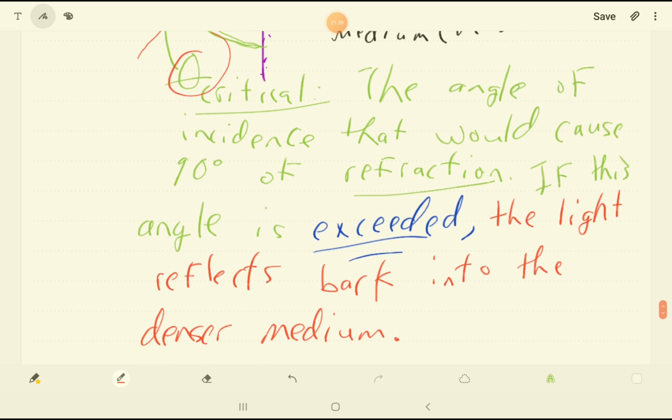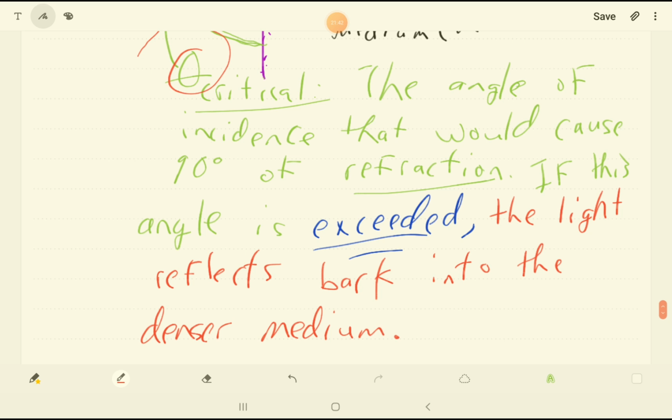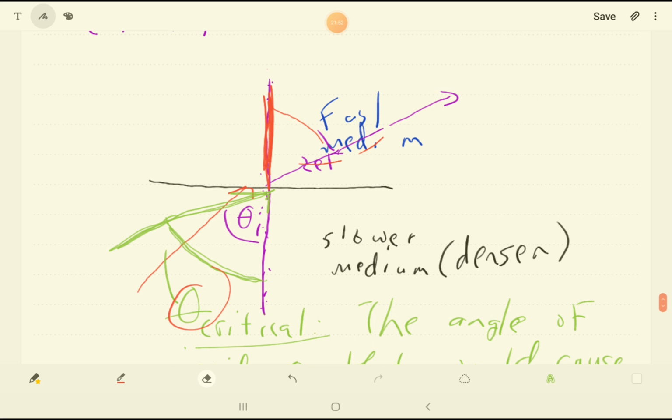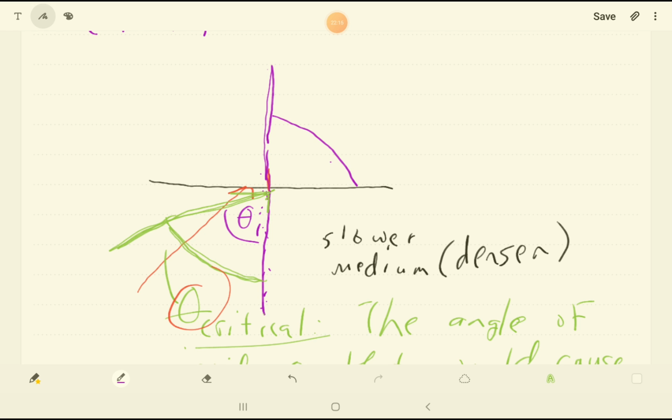If this angle is exceeded, then the light is actually going to reflect back into the denser medium, and you would have total internal reflection. Now, one thing I'm going to correct is that I realized that I kind of drew the refraction angle going upwards. But the refraction angle, remember, is actually read like this. And I'm going to erase this here. 90 degrees of refraction is going to actually be read this way.